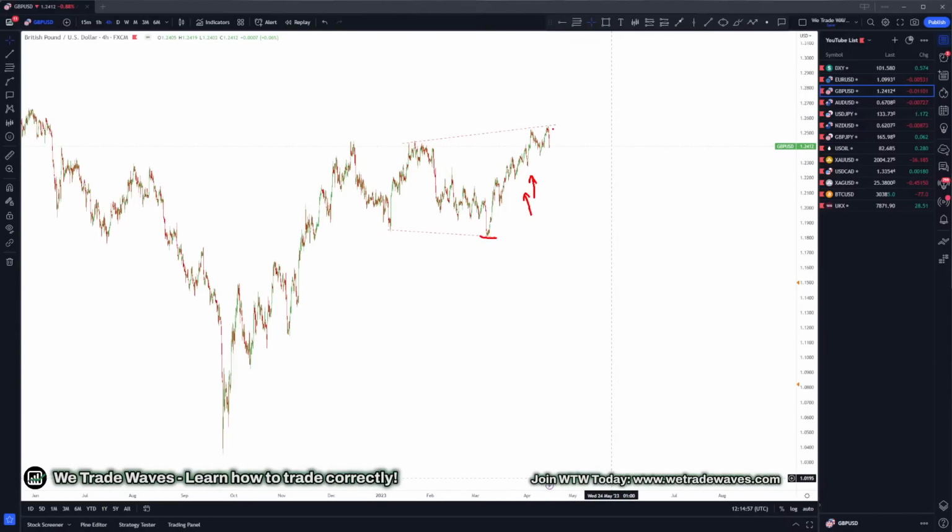This wave, it can extend. But let's assume this will not extend. If that's the case and this will be the expanding flat, pound dollar will fall once more to break this low.